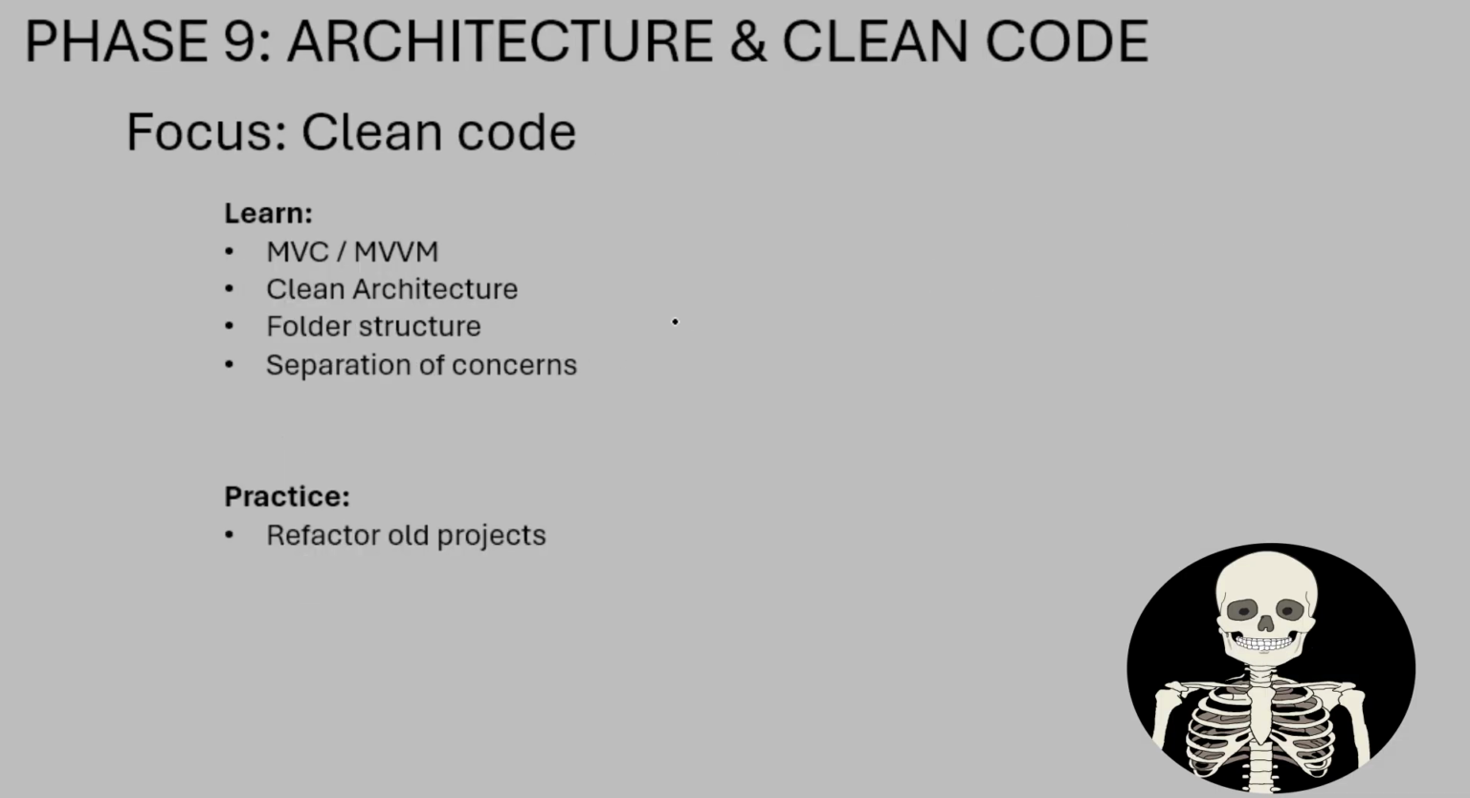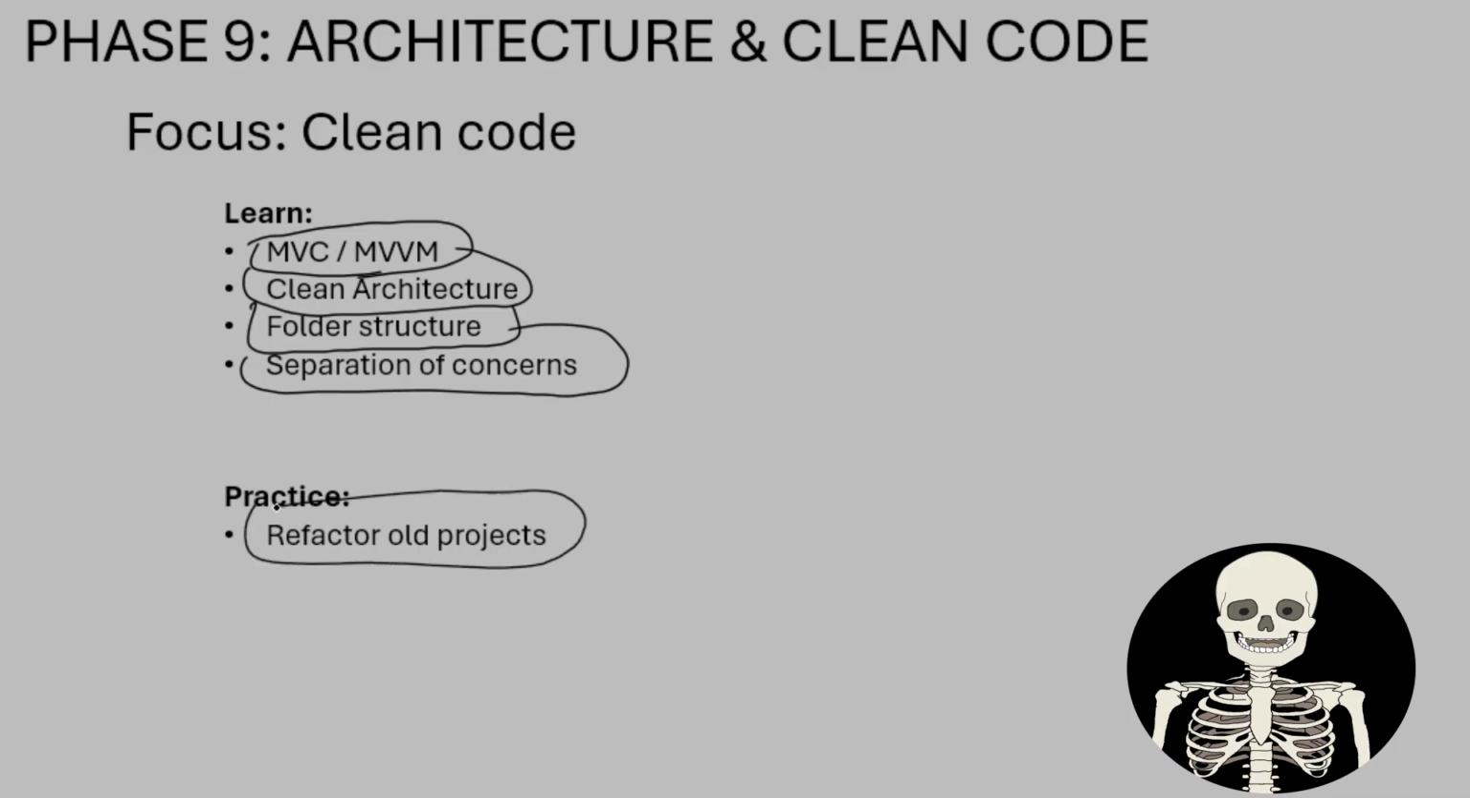After that, we are going to learn architecture and clean coding. So we are going to clean the code we write and improve it: clean architecture, folder structure and file structure, and separation of concerns. We are going to refactor our old projects. Like I told you, we are going to make to-do apps and other stuff. So we are going to refactor our old structure and make proper folders and files for them.